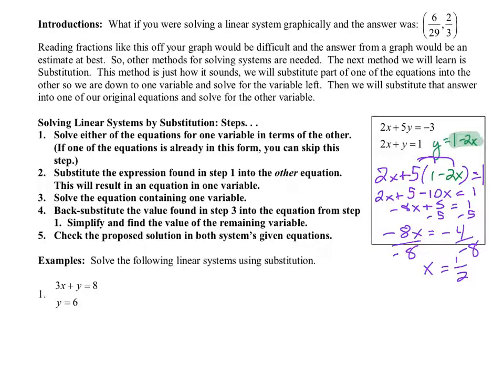Now I take that and I plug it back in. I have y equals 1 minus 2 times 1/2. Well, 2 times 1/2 is 1. So I have 1 minus 1. So y is 0. All right, so I end up now with my solution. It's an x of 1/2 and a y of 0. That's my solution.